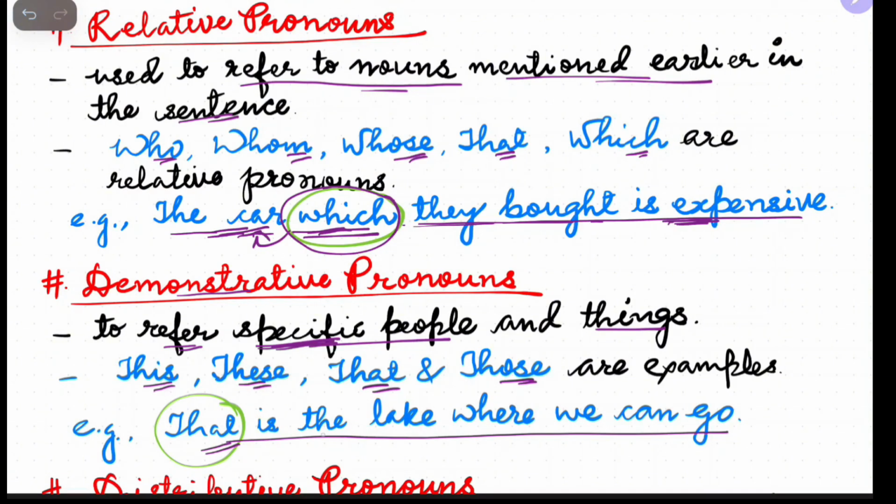You see, it is specifying. It is not a general lake. That is the lake. It is specifying a lake and demonstrating that lake with the word that. That's why that is an example of demonstrative pronoun.